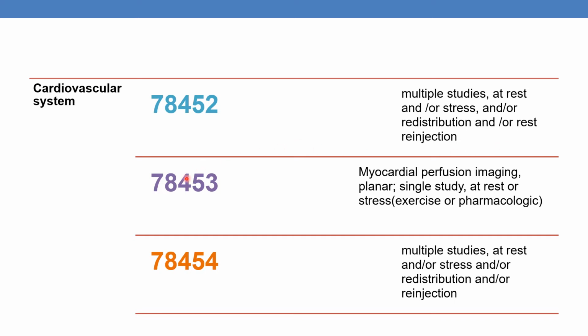Coming to the next CPT, that is 78453. It deals with myocardial perfusion imaging, planar, single study at rest or stress. Stress can be exercise or pharmacologically induced stress. The next CPT is 78454. It deals with myocardial perfusion imaging, planar, multiple studies. Previously, 78453 dealt with a single study, whereas 78454 deals with myocardial perfusion imaging, planar, multiple studies at rest or stress and or redistribution and or re-injection.